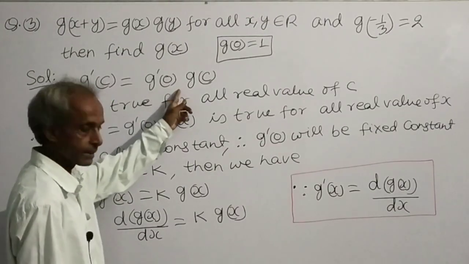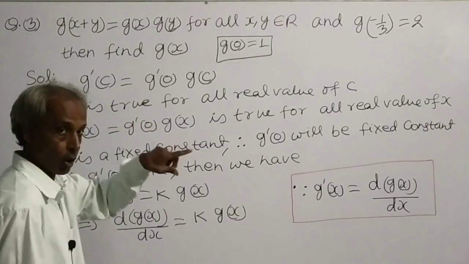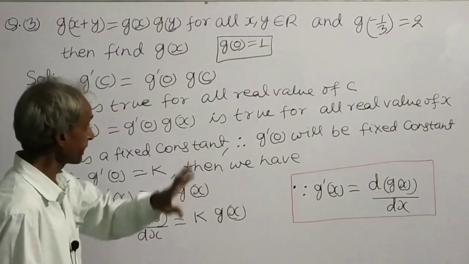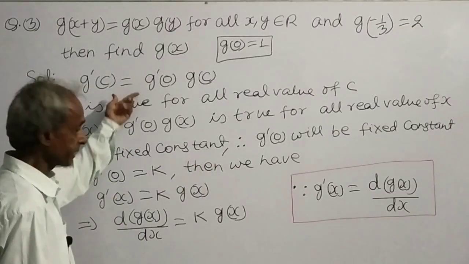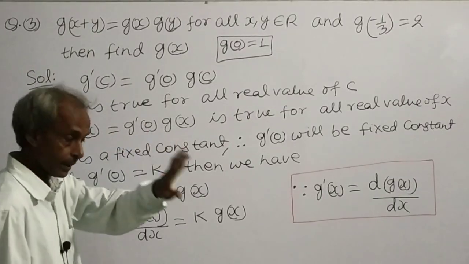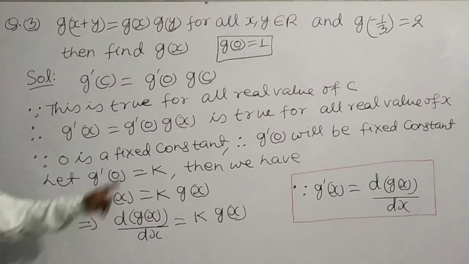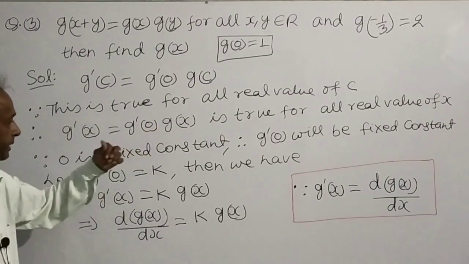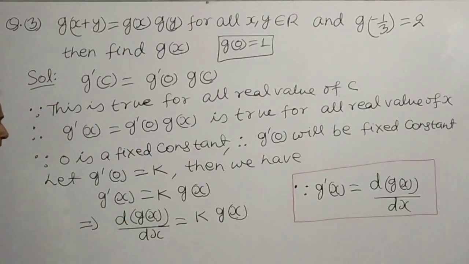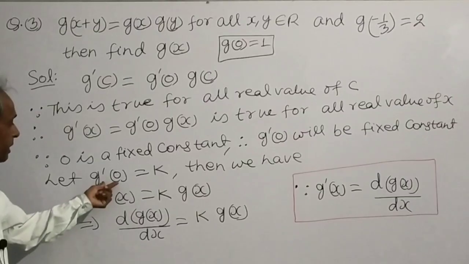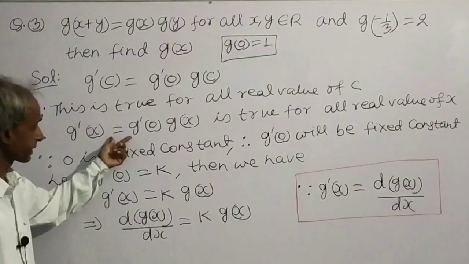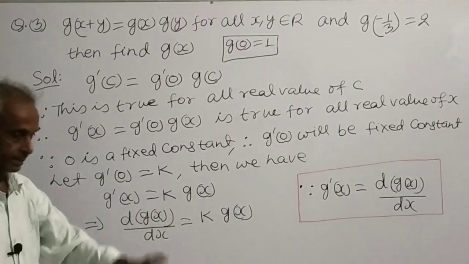Since this is true for all real values of the arbitrary constant c, this is true for all real values of x. 0 is a fixed constant. Therefore, g'(0) will also be a fixed constant. Therefore, we suppose g'(0) is equal to k. Then this can be written like this.